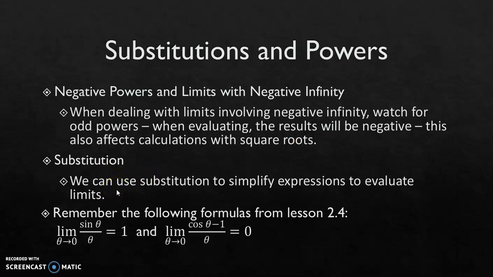Next, another thing that we can do to simplify these things is substitution. And that's where we want to try and remember these limits that we learned in 2-4. As theta approaches 0 of sine theta over theta, you get 1. And as theta approaches 0 of cosine theta minus 1 over theta equals 0. Now, these are not two formulas that I would expect you to memorize, but they're ones to keep on the side of your notebook as you're doing your homework. And I would give them to you on a test or a quiz, so I wouldn't worry about that. But let's take a look at our next example.